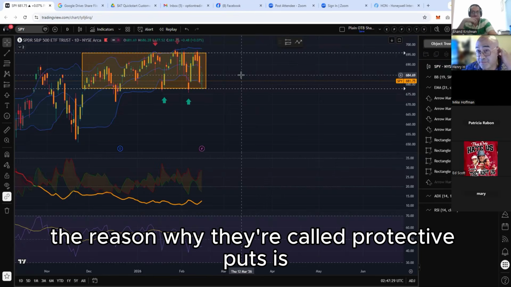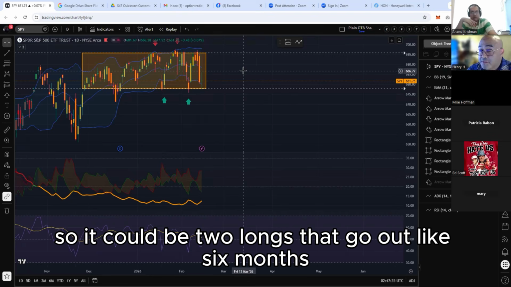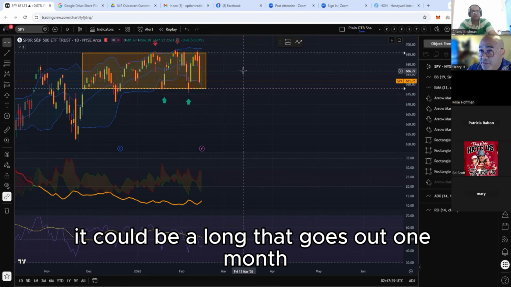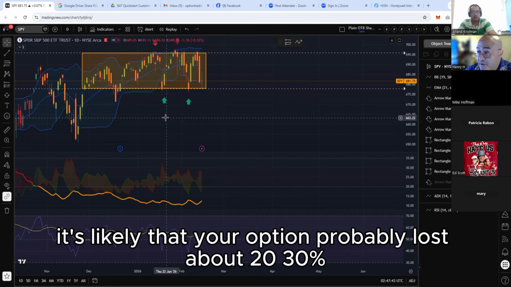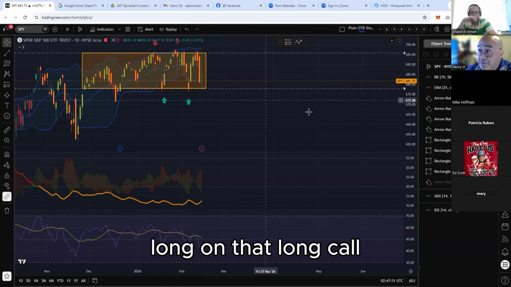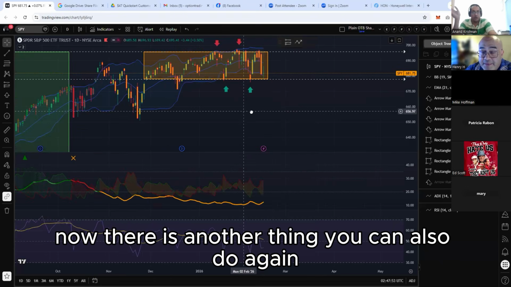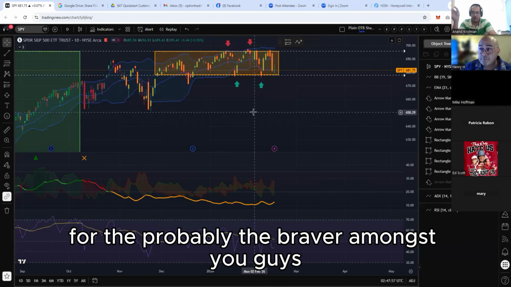The reason they're called protective puts is it's assuming that you have maybe one or two longs. It could be two longs that go out like 6 months, or a long that goes out 1 month. If the market's going down, it's likely your option probably lost about 20-30%. So this gives you that money back on that long call.